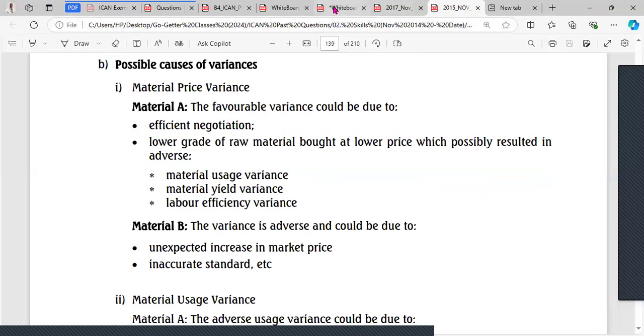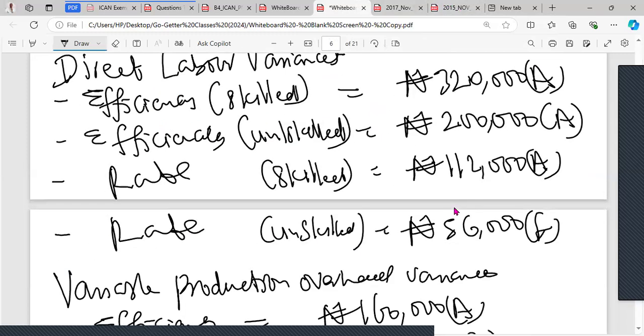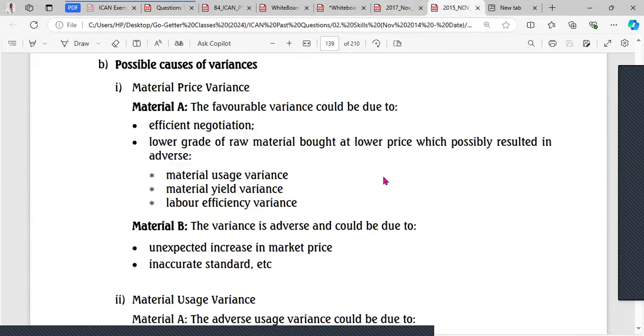Material B. In material B, we had price adverse 148. What could happen? Let's look at what it said. Unexpected increase in price. Because if you look at the usage variance, it is zero. So it was not substandard. They didn't buy substandard. But this could be as a result of increase in price in the market and they still bought the standard but they have to pay a higher price. Or it could be that when they were setting the standard, they used an inaccurate standard price. The standard price was wrong.